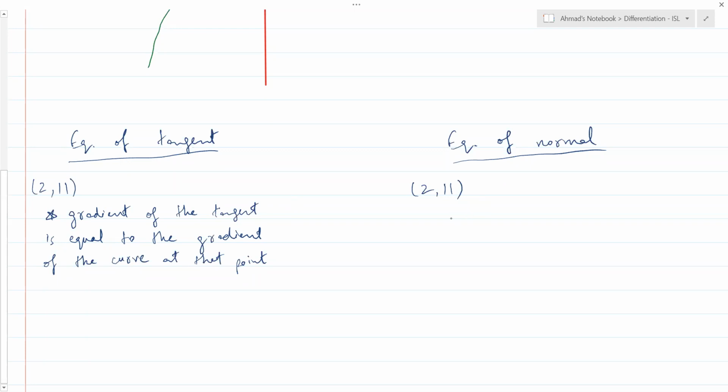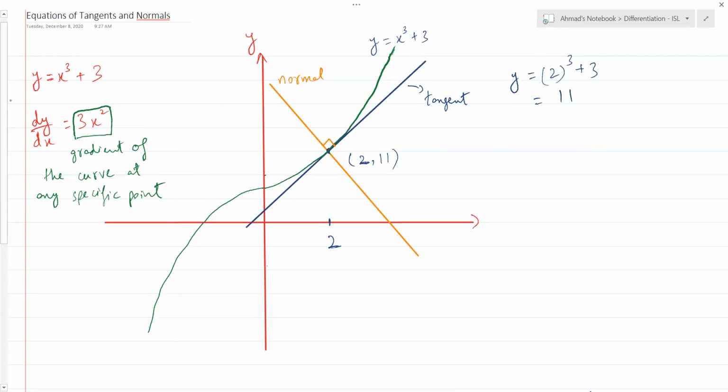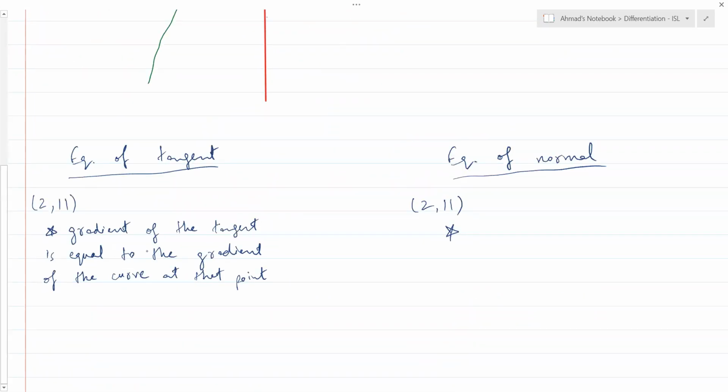What about normal? उसका gradient क्या आएगा? So negative reciprocal. Negative reciprocal, right? That's fairly straightforward. So अगर tangent का gradient वही है, तो normal is a perpendicular line. So यहाँ पे इसका gradient क्या आएगा? It's negative reciprocal of that.